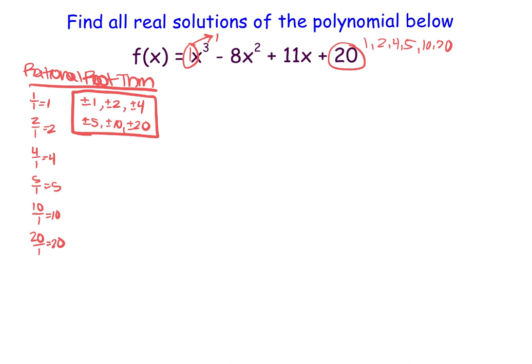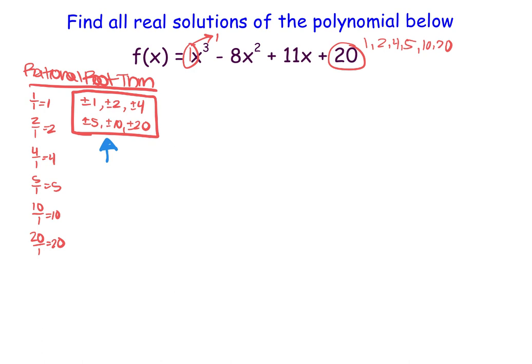So we are going to dive in and start testing these using synthetic division, because we know that if we can find a root using synthetic division, it will have a remainder of 0. And these are the numbers that we need to test in synthetic division if we want to try to find one of the real solutions.